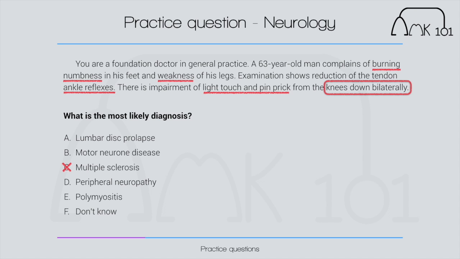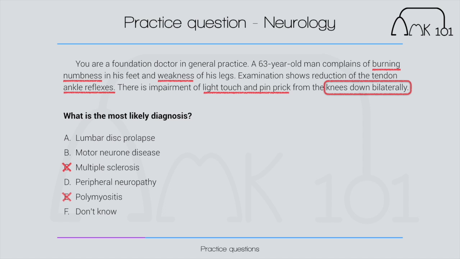Option E there, polymyositis. What does that mean? Well, itis is an inflammation, myo, that's muscles, and poly, lots. So inflammation of lots of muscles. But we're dealing here with sensation, whereas muscles are purely involved with strength. So we can rule that out. Disease of muscles won't cause sensory loss.